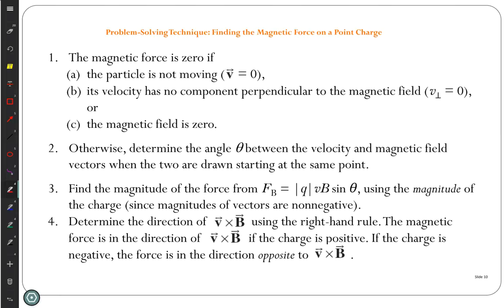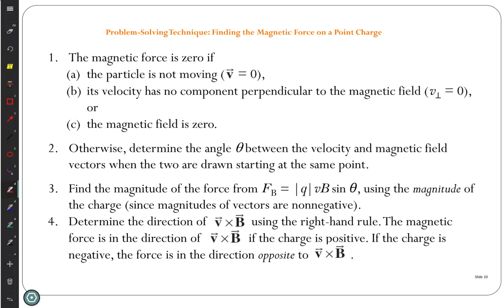Some rules for how to solve problems with magnetic force. First, the magnetic force is 0 if the velocity is 0. Doesn't matter what your charge is, what your magnetic field is. If the velocity is 0, your force is 0. If the velocity has no component perpendicular to the magnetic field, the force will also be 0. And of course, if the magnetic field is 0, it'll be 0.